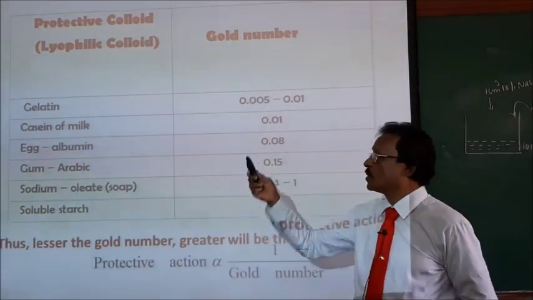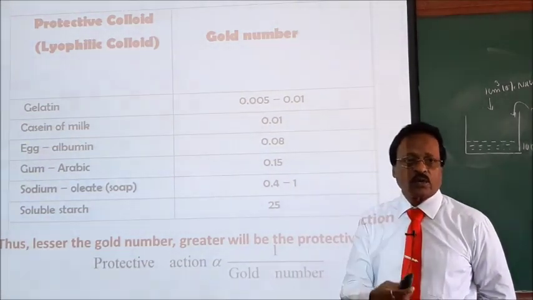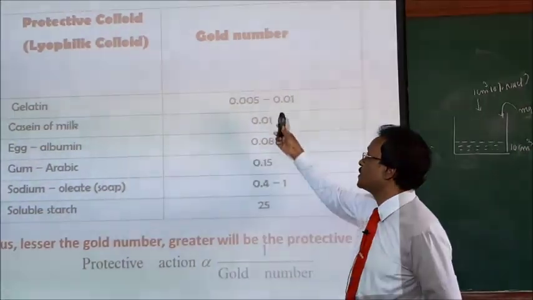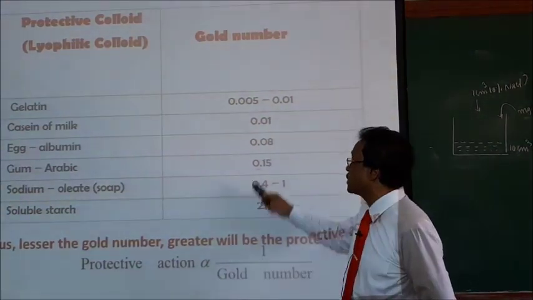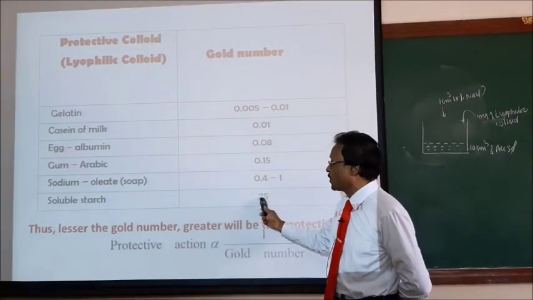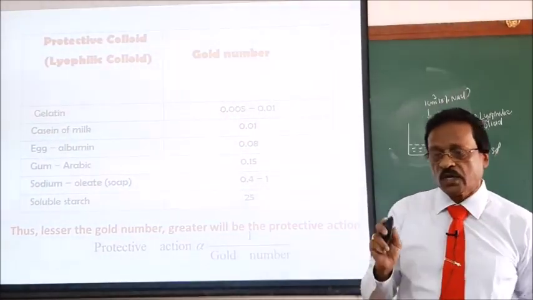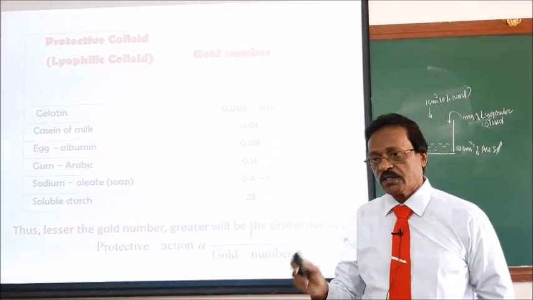Any two lyophilic colloids will be given, with their gold numbers. You have to say which is the best protective colloid. Based on the value, lesser the value, more the protective action, because it is inversely proportional. Or more the gold number, lesser will be the protective action. That's why lyophilic colloids are more stable, and lyophobic colloids are less stable.